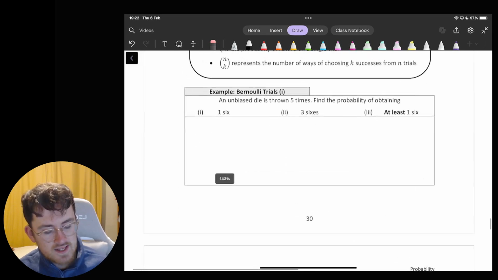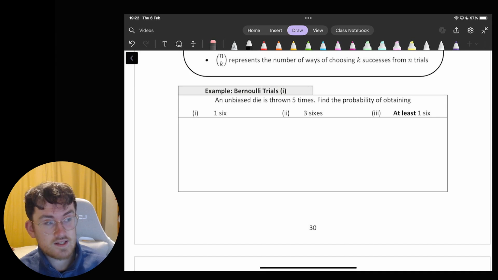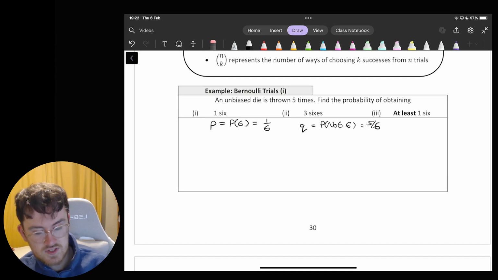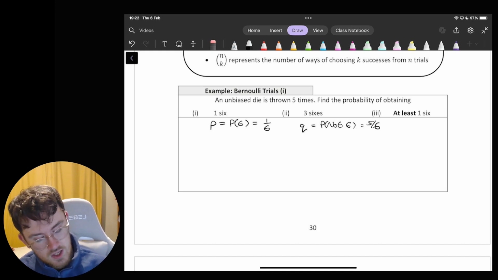So let's look at an example or 2 of some of these. An unbiased die is thrown 5 times. Find the probability of obtaining one 6. Okay, so we need to just set up some examples here. p is the probability of success, which is the probability of getting a 6. So that's a 1 in 6 chance. q is the probability of failure, which is not a 6. So a 5 in 6 chance. So even though obviously there are 5 other options, we're only considering it as either I get a 6 or I don't.